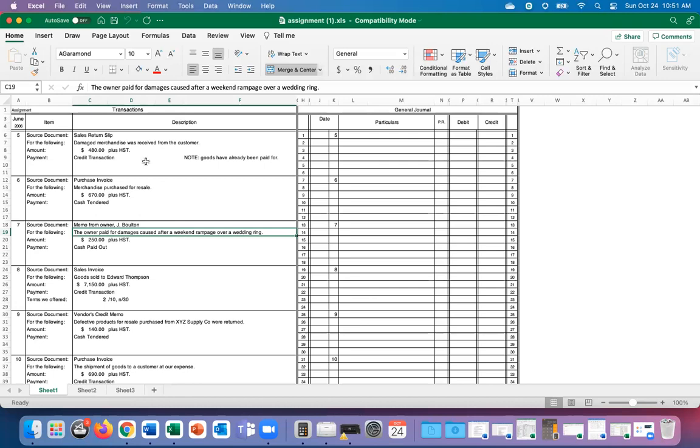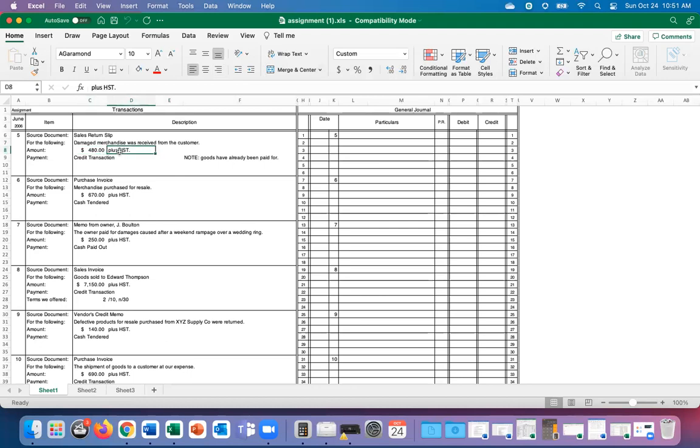All right, so the first one, this is a sales return slip. So the description here is damaged merchandise was received from the customer. All right, so in this business, we sold something to a customer. It was damaged, or it wasn't what they wanted, or there was something wrong with it. So they decided to return it to us, which is fine. That happens all the time in merchandise businesses, right? And so the amount involved here is $480. Presumably that's what we are returning to the customer, plus HST.